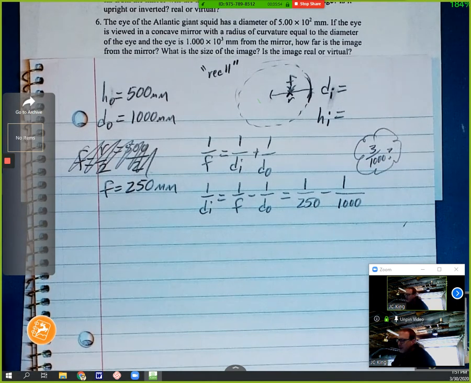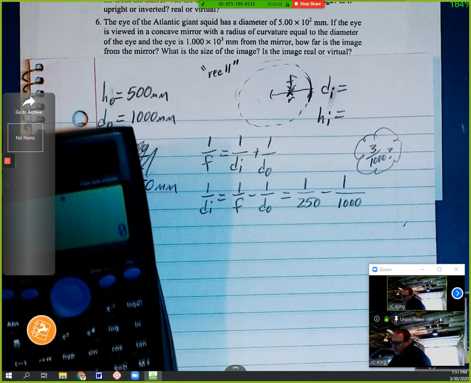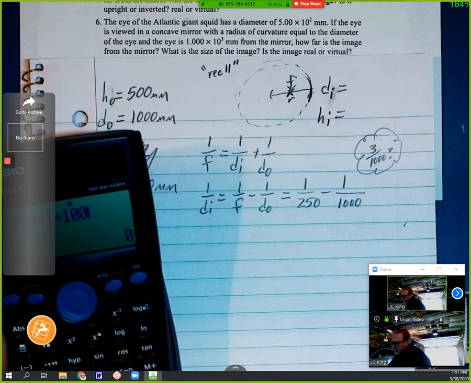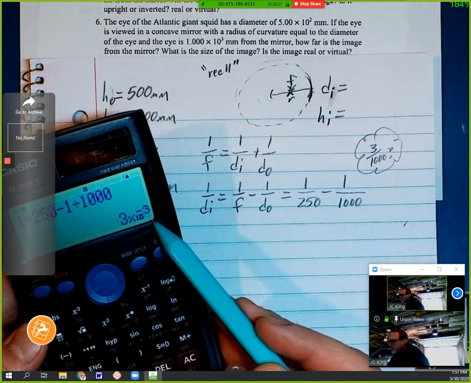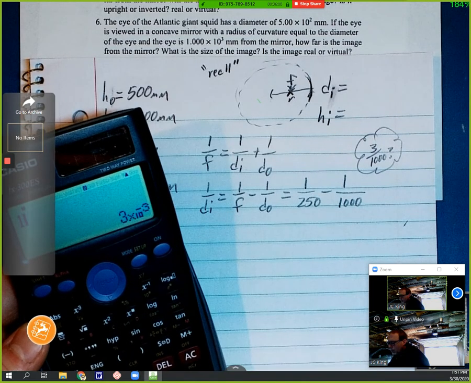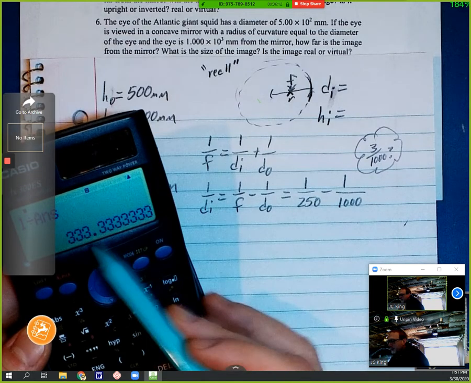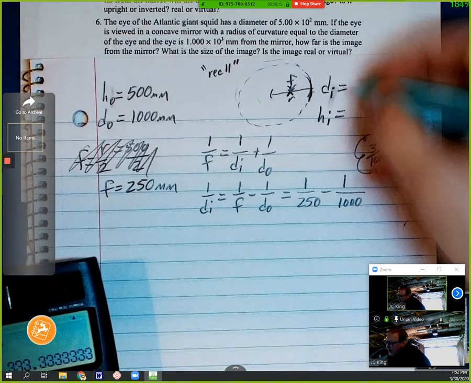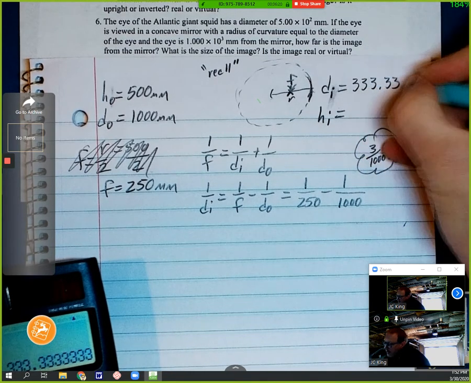I'm going to plug this into my calculator. 1 divided by 250 minus 1 divided by 1,000 gives me 3 times 10 to the negative 3. And so when I invert that by doing 1 divided by my answer, I get 333, which is just about 3 1,000ths. So the DI is going to be equal to 333.33 millimeters. Okay?